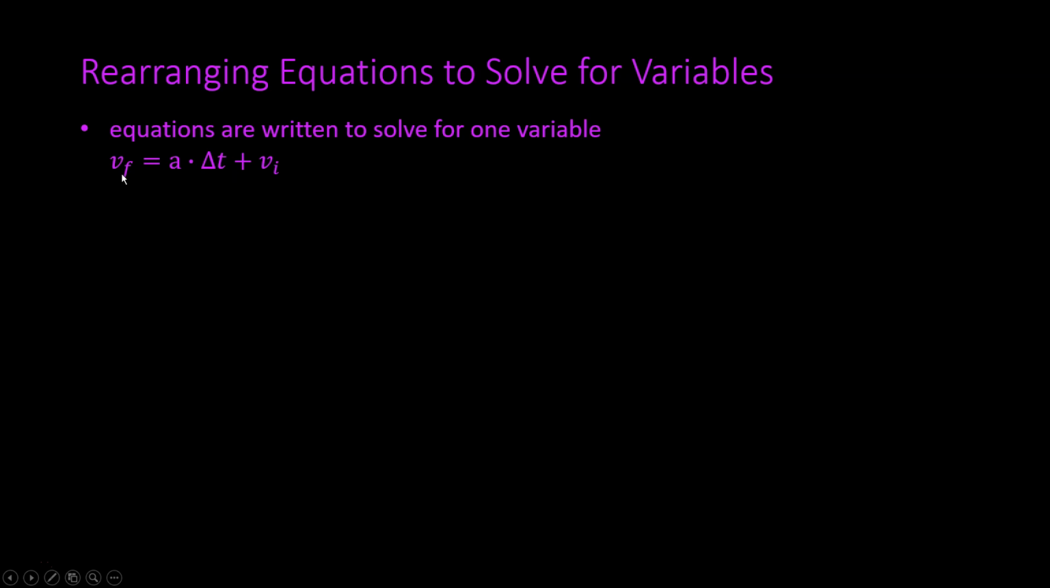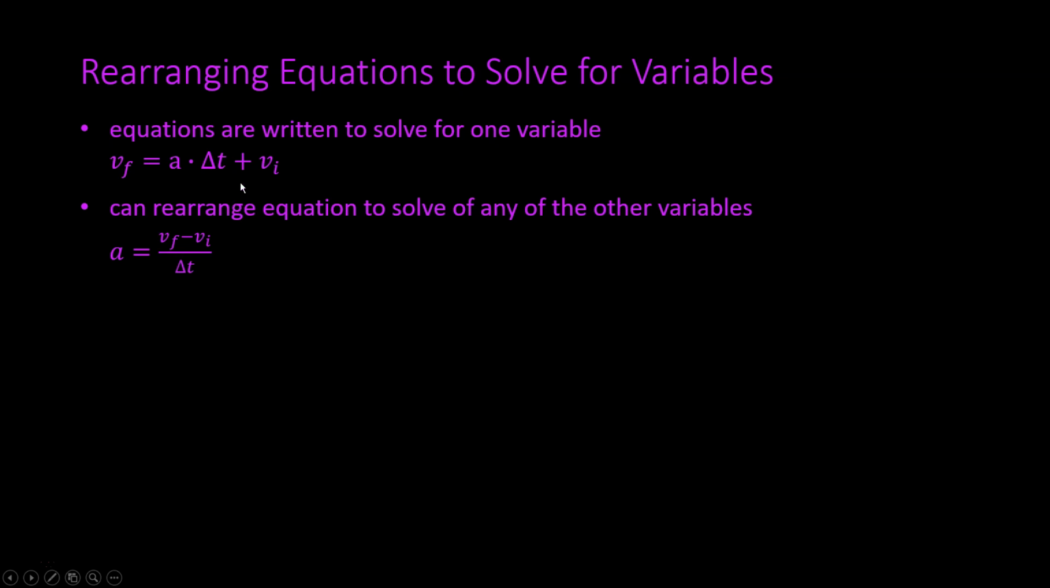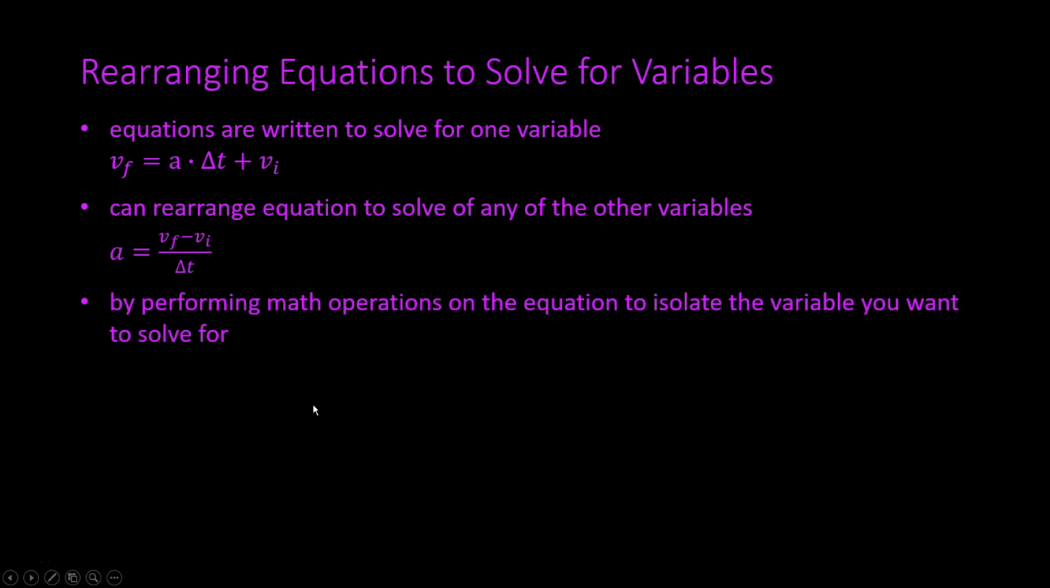But suppose we know the final velocity, the elapsed time, and the initial velocity, we can use this equation to solve for acceleration, but we need to go ahead and rearrange it. So for example, we can take this equation and rearrange it to solve for acceleration. And we do this by performing math operations on the equation to isolate the variable we want to solve for. Let's take a look at how we do this.